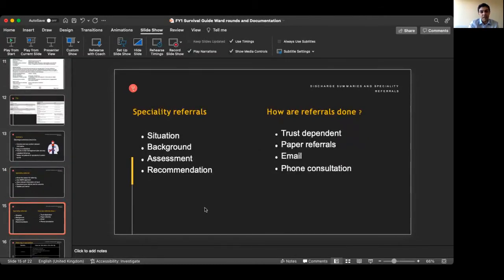So as I said, SBAR stands for situation. When you call the relevant specialty, you tell them who you are. For instance, I'll say, hello, my name is Hamza. I'm an F1 working in the surgical department.